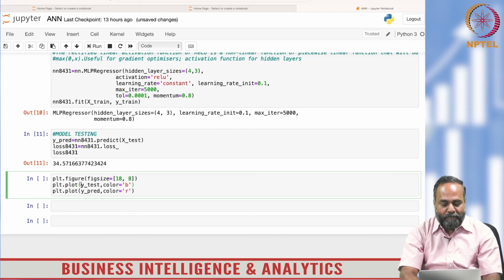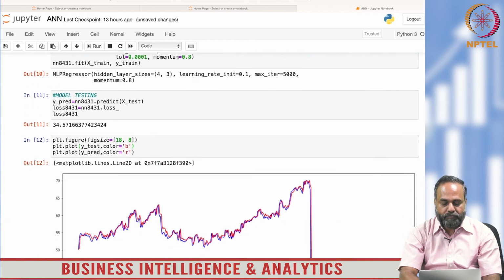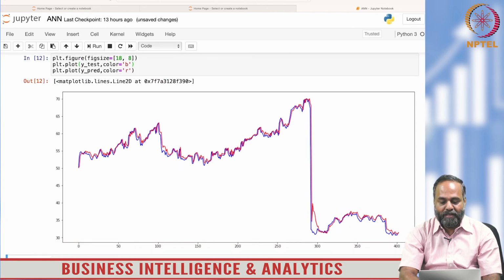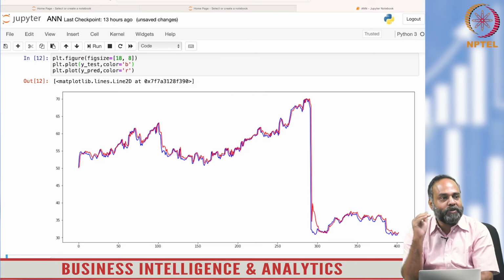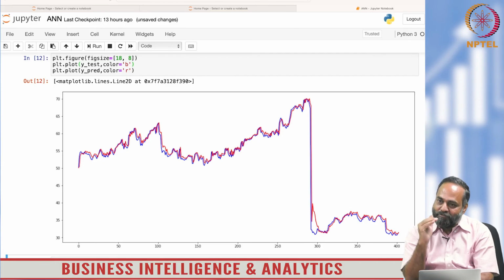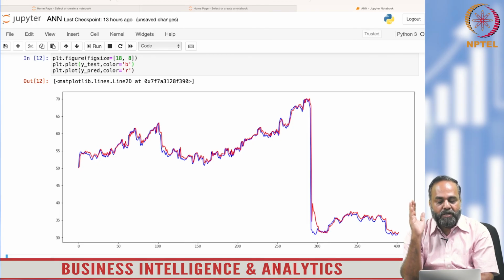I am trying to visualize the model. Wow, do you like it? Right? What is it plotting? The predicted output and the actual value. So the prediction is closely following the actual. Do you agree? The predicted color is red and the test data, the actual data, is blue. The blue and the red are close to each other.